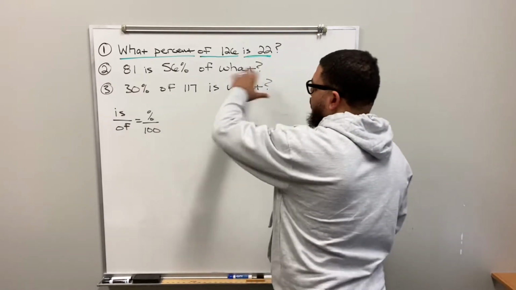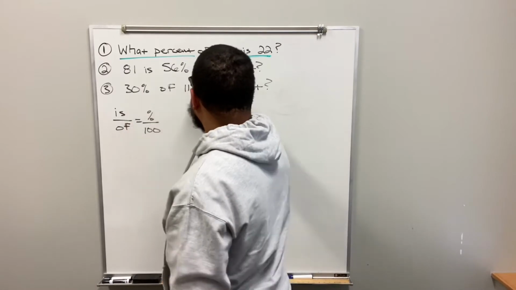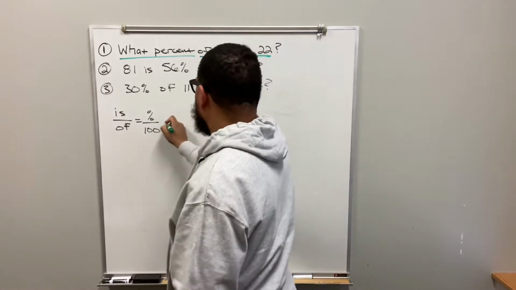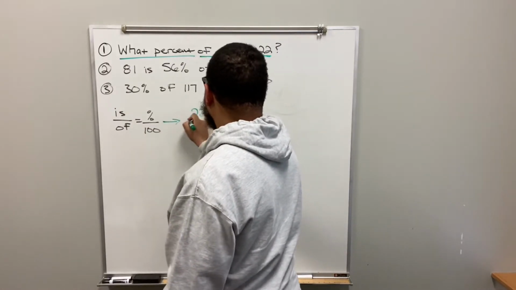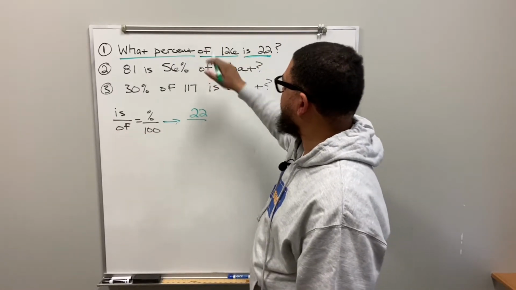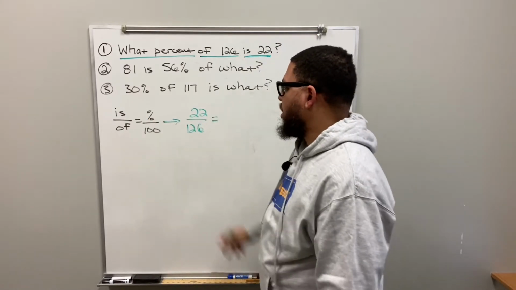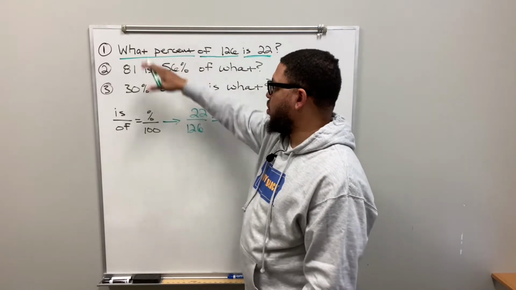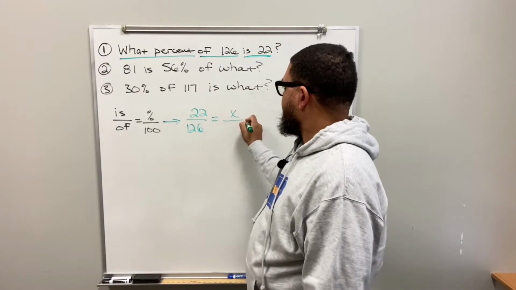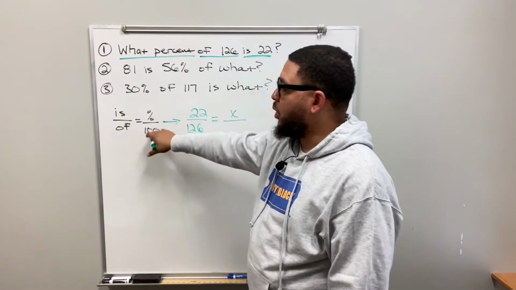All right. So now I'm going to use my formula and write my equation. So what percent of 126 is 22? I replace the word is with the number 22. I replace the word of with the number 126 because of is connected to 126. I write my equal sign. My percent is my unknown, so I can call that a variable. Let's just call it x. And this 100 right here is always going to be right there. That's always part of the formula. This 100 is never going to change.